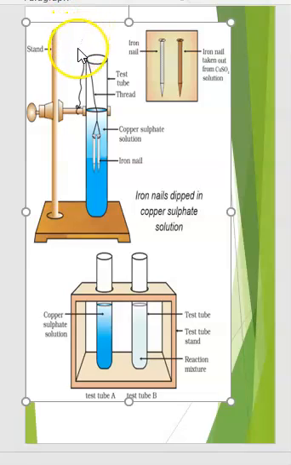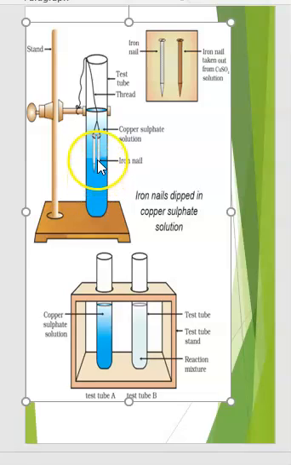Hello friends, you must have already recognized this reaction. You've learned a similar kind of reaction earlier, that is single displacement reaction. You've learned the reaction of zinc granules dipped in the solution of sulfuric acid. Now here we have taken iron nails and dipped them in the copper sulfate solution.